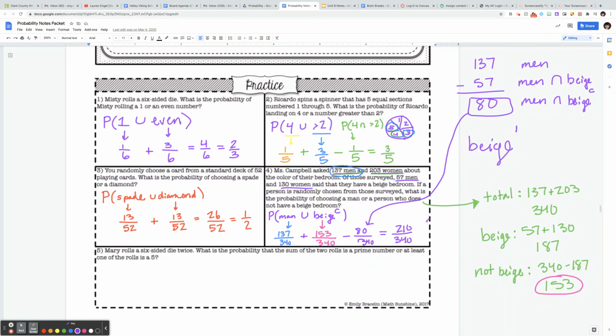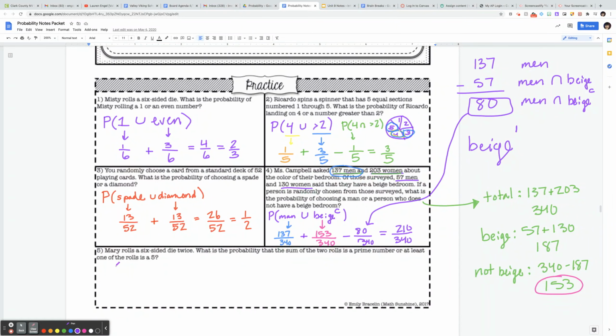Okay, so 210 out of 340. And we could reduce this a little bit if we wanted to, just by getting rid of those zeros, but we can leave it as it is. All right. Okay, last one. I'm going to help you set this one up, and then I'm going to have you all try this one out on your own here, okay?